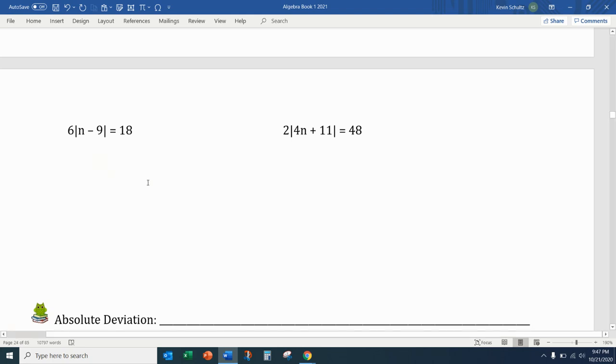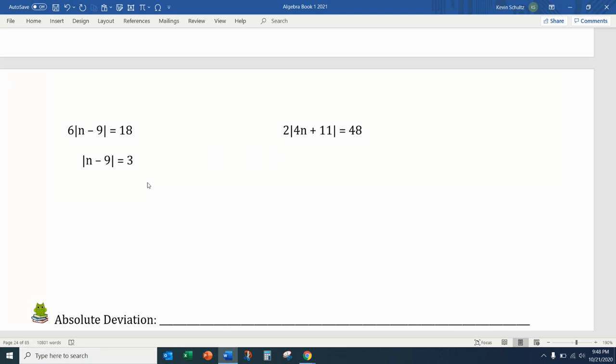So opposite operations come into play here. I'm going to divide both sides by 6, and now I've got the absolute value of n minus 9 equals 3, because 18 divided by 6 equals 3. Now it's very similar to what we have up above, so you can think about this as, n minus 9 is a distance of 3 from 0, which means n minus 9 has to be either this or this. You make your two equations and you solve. So follow your notes from up above to get to the end for this one.